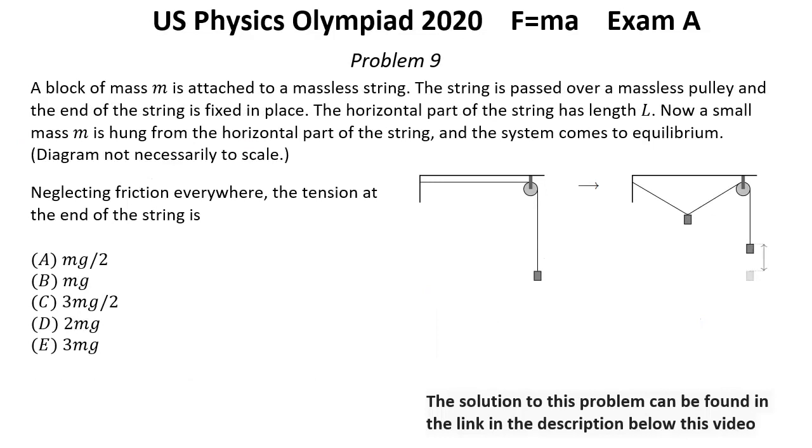Problem number 9. A block of mass m is attached to a massless string. The string is passed over a massless pulley and the end of the string is fixed in place. The horizontal part of the string has a length L. Now a small mass m is hung from the horizontal part of the string and the system comes to equilibrium. Diagram not necessarily to scale. Neglecting friction everywhere, the tension at the end of the string is the following.